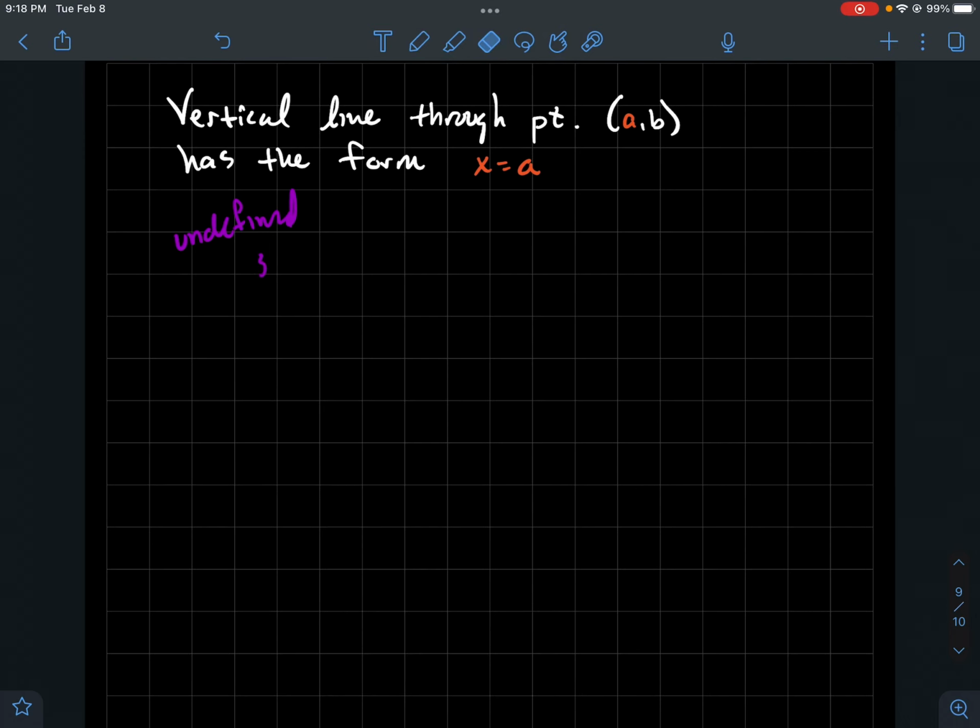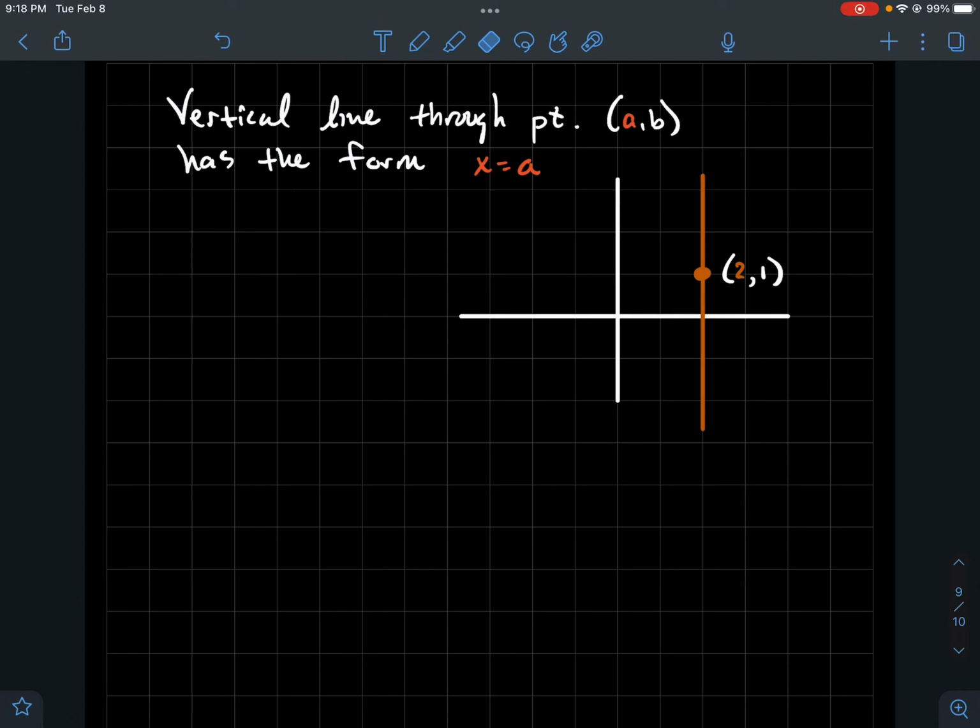Okay, and so I'll get rid of that, and then I've got a little example just to show you how this works here. So here's my line, and it looks like it goes through the point (2, 1), and I want to know what its equation is. And again, if you're following along with how I'm coloring things, it's vertical, so I know it's x equals something, and what it equals is just the x coordinate of the point that you know. So x equals 2 is the equation of this vertical line.